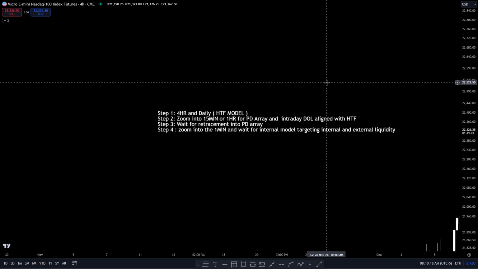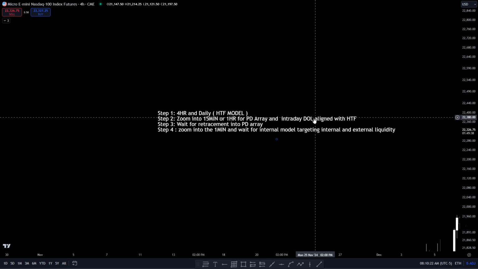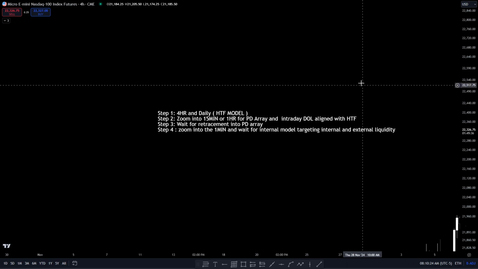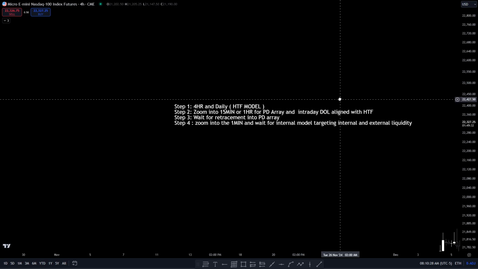Has sell side just been swept on a higher time frame? Are we displacing on a higher time frame, up or down? A change in state of delivery, anything. Signatures in price will tell me what higher time frame model we're in.